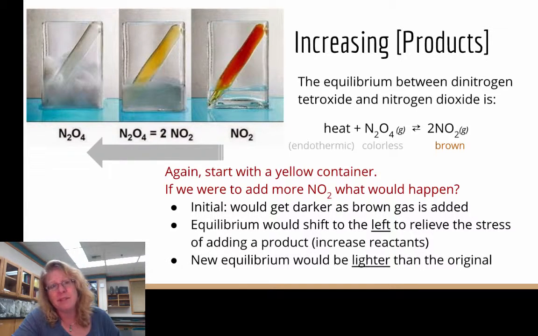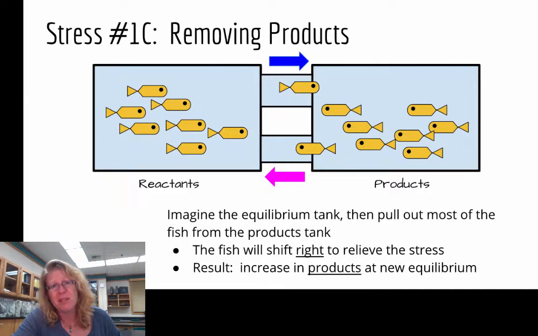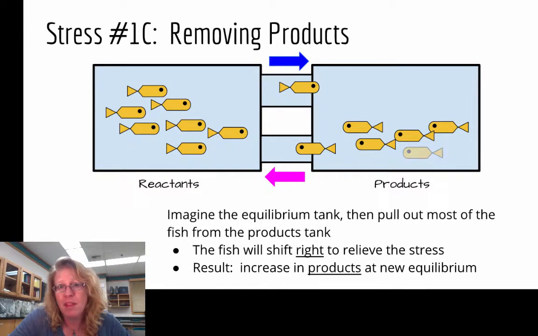All right, ready for the next one? What happens if we start to take fish out of the tank? Still dealing with concentration now. I'm going to decrease a concentration as opposed to increasing a concentration. So here's my equilibrium tank. What happens if I start to pull out products? So now I start to take my fish out of there. Think about what impact this is going to have on my equilibrium.